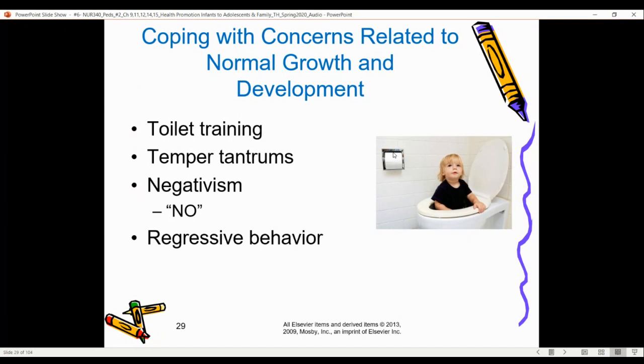So the general rule of thumb is to ignore the temper tantrum. If you've never seen the poor mom or dad in the grocery store with a kid that's throwing a temper tantrum over whatever it is, it is best to ignore it. One of the things I tell parents to do is to take the cart and slowly walk away. Eventually the kid will figure out, mom's not giving in to this behavior, I have to catch back up.